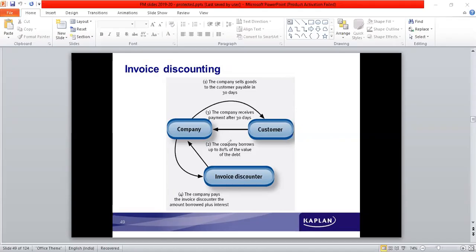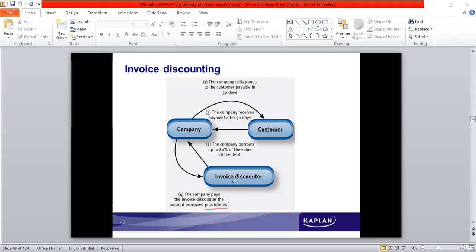The company borrows up to 80% of the value of the debt. So if the invoice is worth 1 lakh, at least 80% of that will be collected from the invoice discounter. What does the company do at the end of the credit period? The company will collect the amount from the customer and remit the amount to the invoice discounter. So the company pays the invoice discounter the amount borrowed plus some amount of interest.